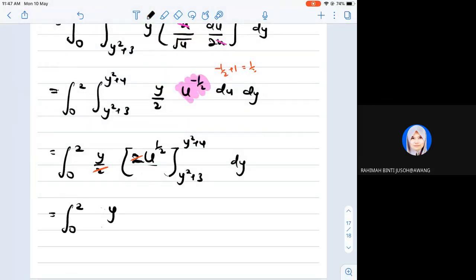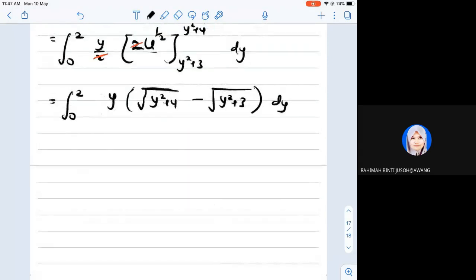Y, okay, masukkan dekat u. Dia akan jadi u kuasa setengah. So dia jadi square root lah. Square root y squared plus 4 minus yang kedua tu y squared plus 3. Gitu, dy. Sudah. Lepas tu so you kena buat 2 integration lagi ni guys. Cara dia ialah, okay, ni dah nak masuk lah. Kita pecah 2 terus lah. Ni y kuasa 2 tambah 4 tolak y punca kuasa y kuasa 2 tambah 3 dy.